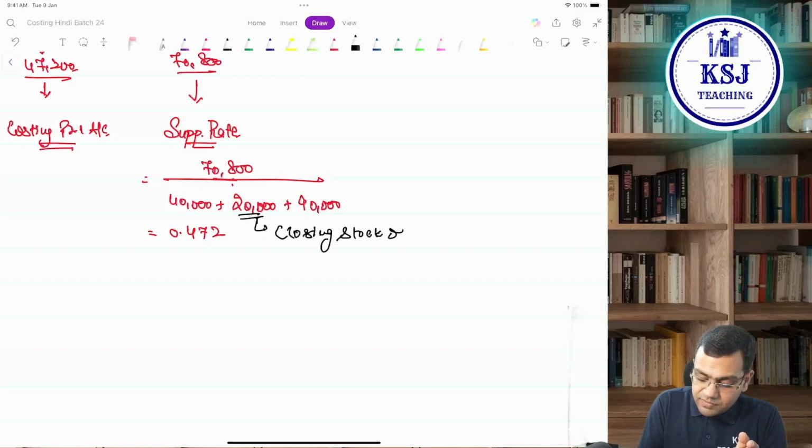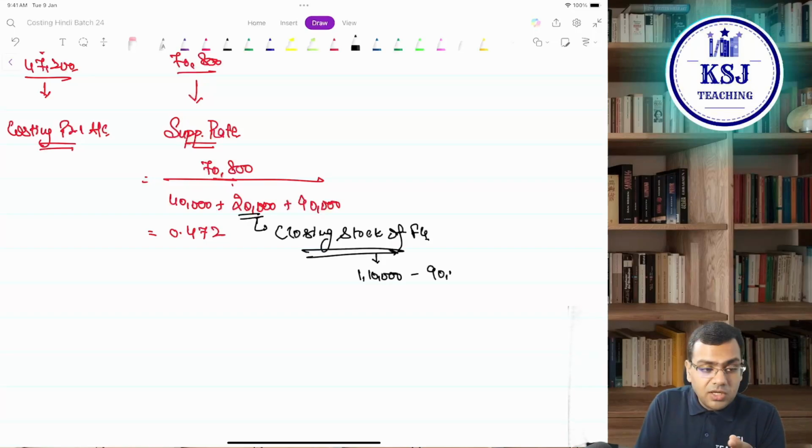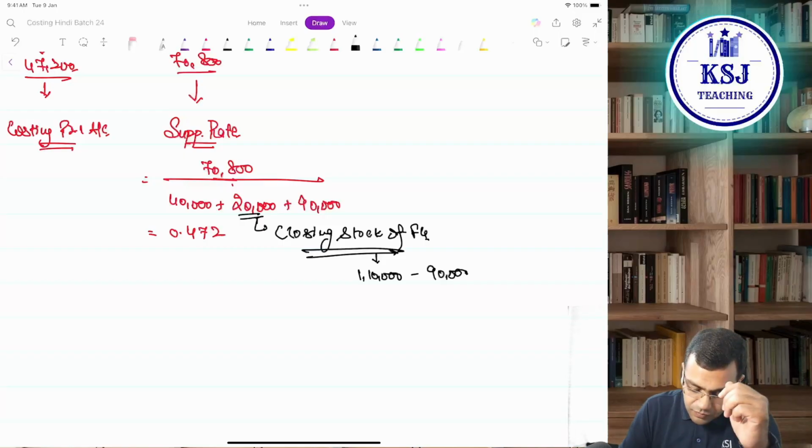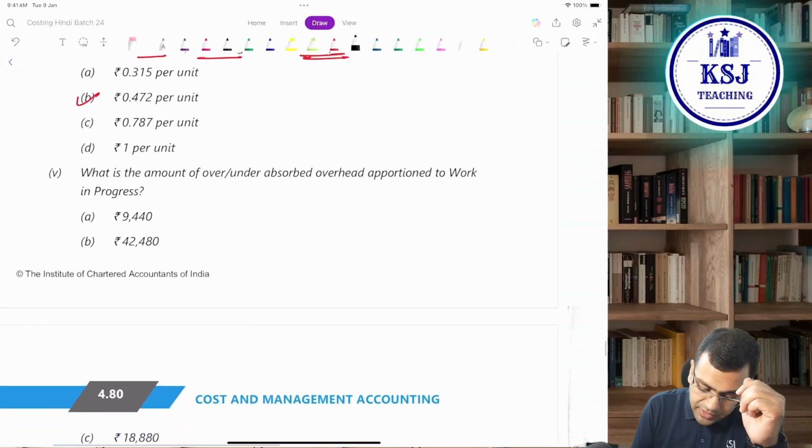Here we have to take the closing stock of FG. How have we calculated that? 1,10,000 units were manufactured. Out of that, 90,000 units have been sold. That means we are left with how many units? We are left with only 20,000 units. Is that clear? Yes, is that clear, everyone? Okay, so we have calculated the supplementary rate.